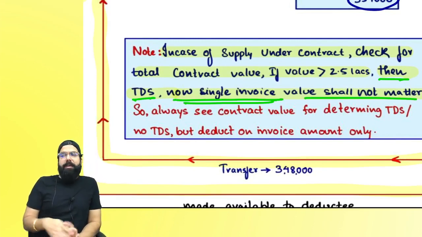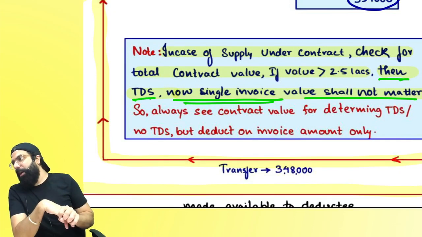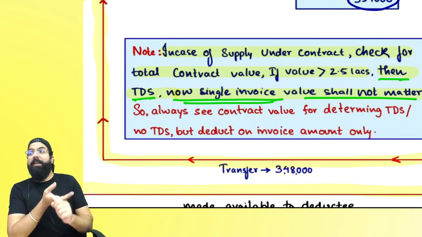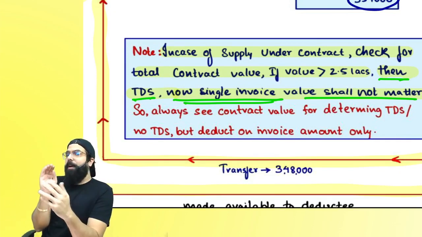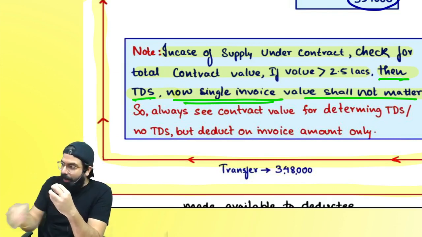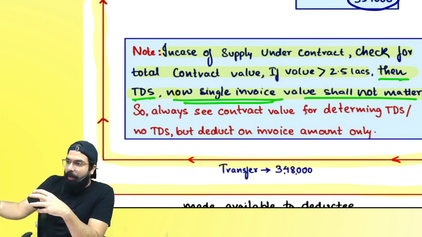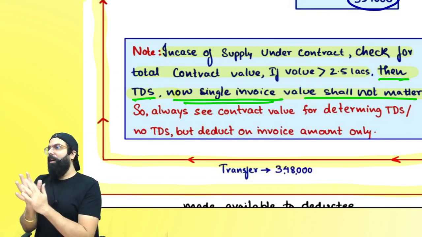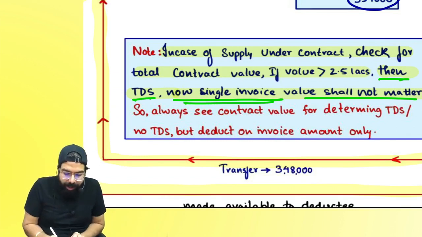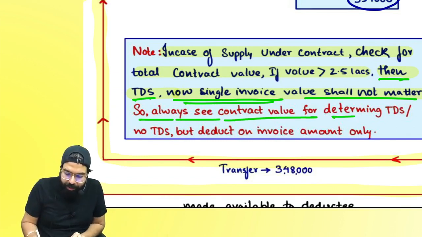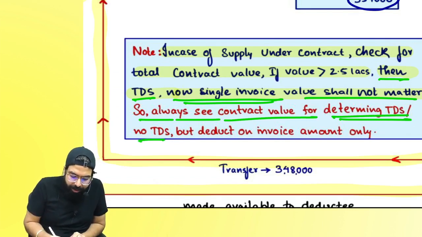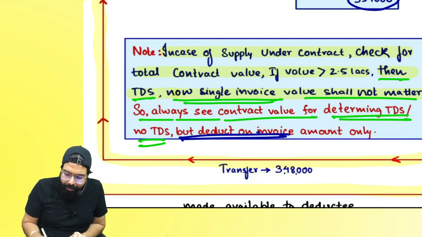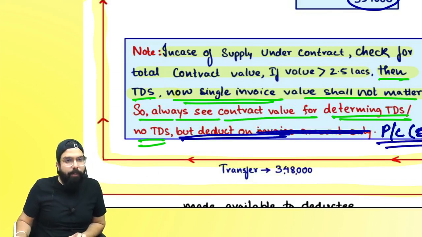So if with a government department you have a contract where the contract value is greater than 2.5 lakh, then in that scenario the government department will deduct TDS on every advance payment, on every payment or credit whichever is earlier. Right, everyone? Always see contract value for determining TDS or no TDS, but you always have to deduct on payment or credit, whichever is earlier. I hope everyone is clear.